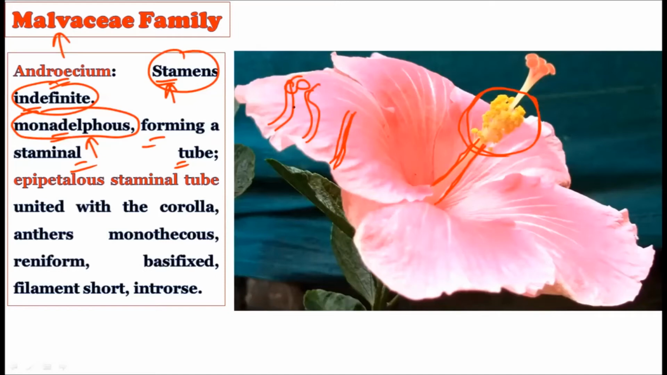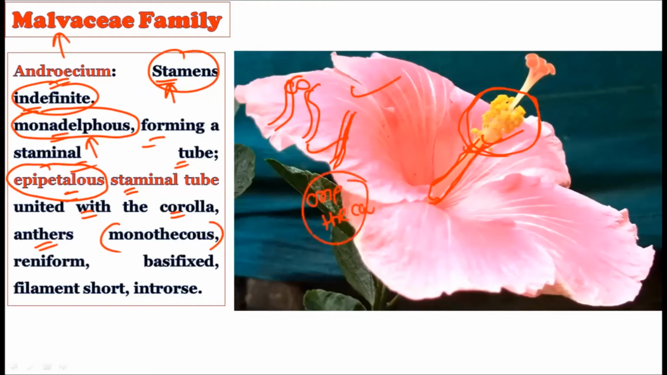Okay, they are epipetalous, the staminal tube united with the corolla. See, this staminal tube is in fusion with the corolla, and hence we use the term epipetalous. This epipetalous word shows that the corolla and the androecium are fused with one another, or the petals and the stamens are fused with one another. Okay, how are the anthers? Anthers are monothecous, that is, only one theca is there. They are monothecous in nature.